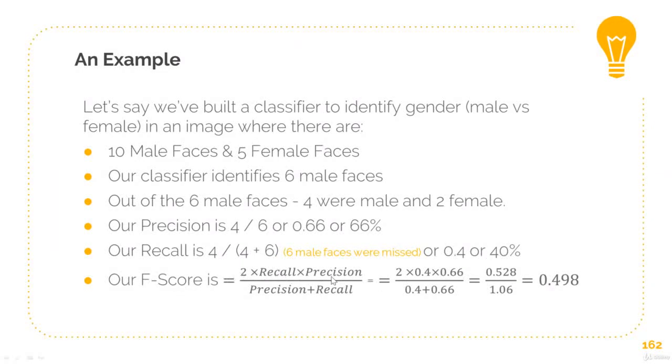So now applying our F1 formula, this here, 2 times recall times precision over the recall plus the precision, that gives us this final value, which is close to 0.5, which is 0.498. So that's a good example of how recall and F1 and precision are used to actually assess model accuracy.